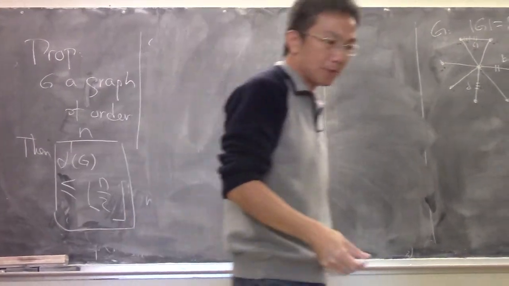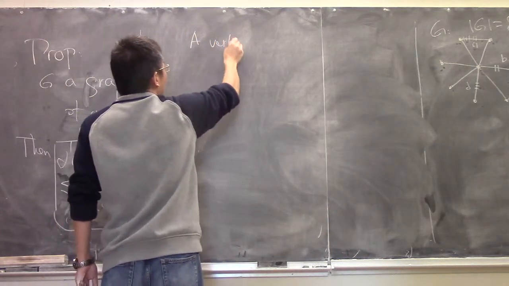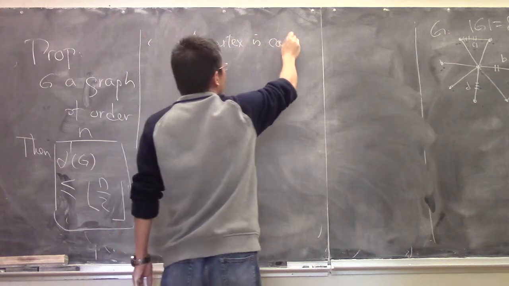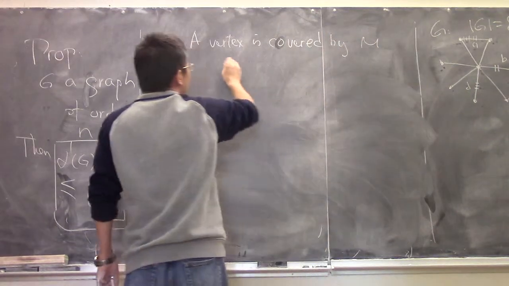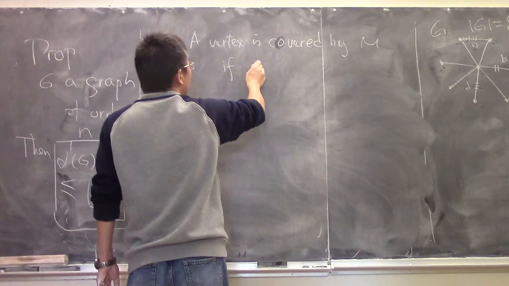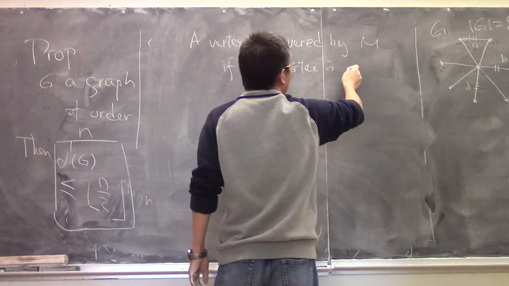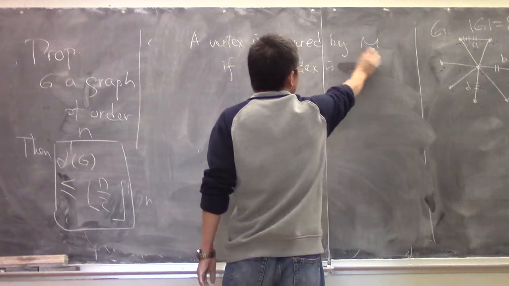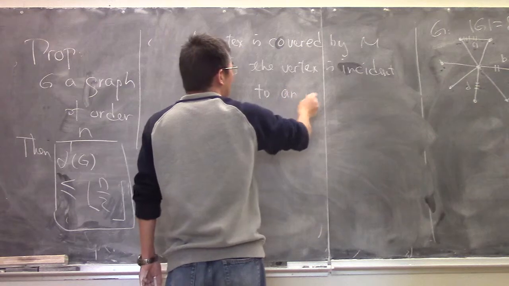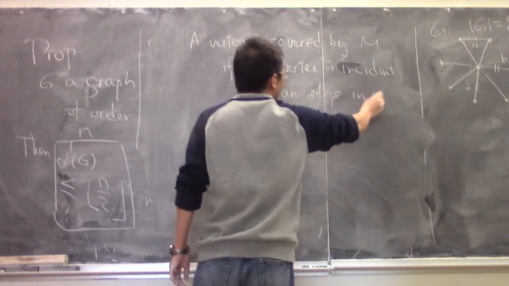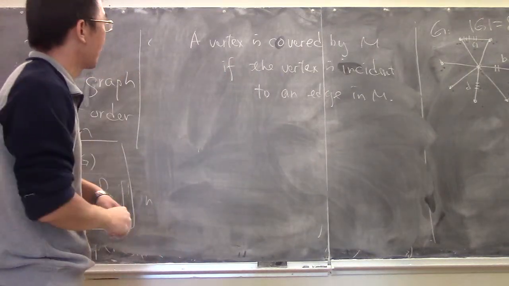So let me just record some of the basic concepts, right? So a vertex is covered by a matching M if the vertex is an endpoint or is incident to an edge in M, right? So that's an edge in M. So that's the endpoint of some edge. It's an endpoint of some edge in M. So that's what we call covered.